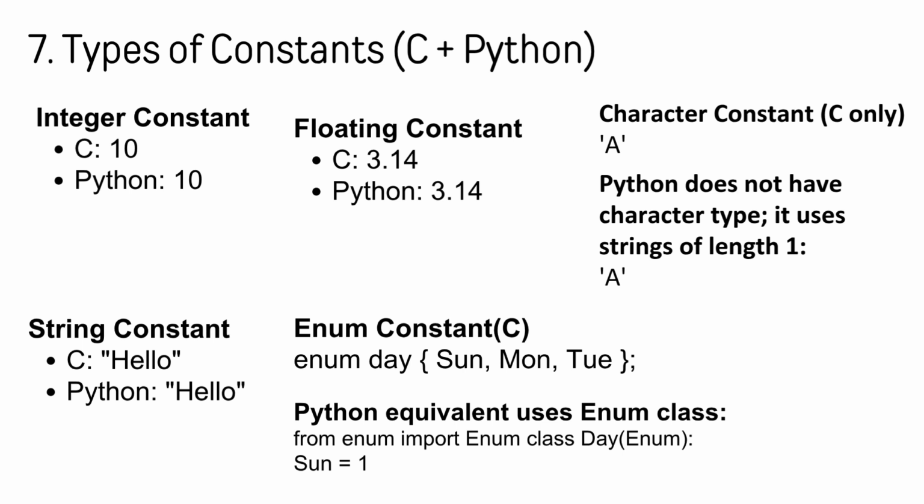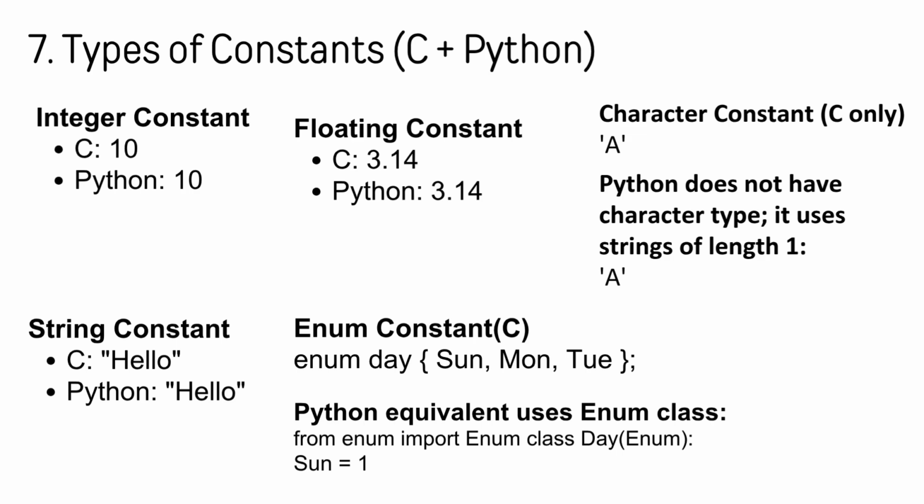Python does not have a separate character type. Instead, it uses a string of length 1. That means there is no character type; everything belongs to a string constant. Strings are sequences of characters. In C, for example, within double quotation marks there is the string "hello". In Python, it is also the same. Another is the enum constant.